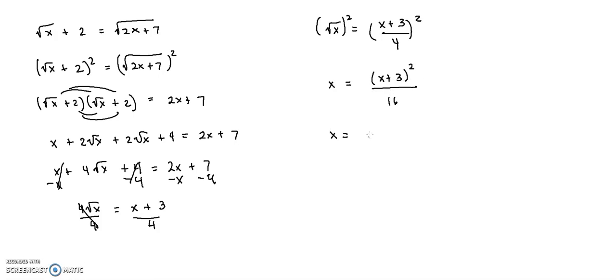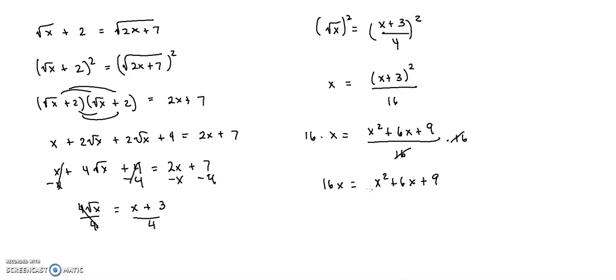So I'm going to do x plus 3 times x plus 3, and I'm just going to go ahead and write that out. If you need to go off to the side and FOIL it, that's fine. x squared plus 6x plus 9 is (x plus 3) squared. And I've got a rational equation now. Remember how we deal with denominators? We multiply by the denominator to get rid of the fraction. Remember that from our rational section. We get 16x equals x squared plus 6x plus 9.